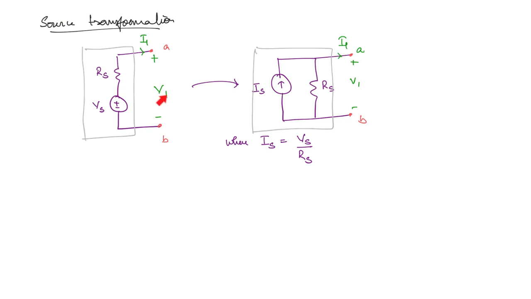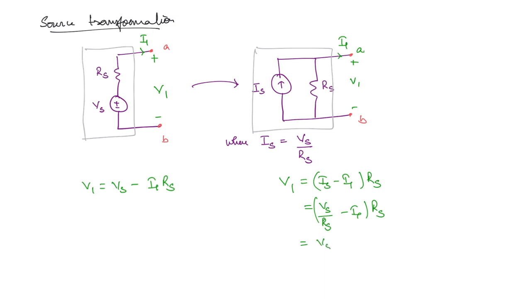What is the voltage V1 from this? V1 is equal to Vs minus I1 Rs. And what about the voltage here? V1 is equal to the current through this times the resistance. What is the current through this? Is minus I1, times Rs. What is Is? It is Vs by Rs, so V1 is Vs by Rs minus I1, times Rs. So you get the same value that we have here.